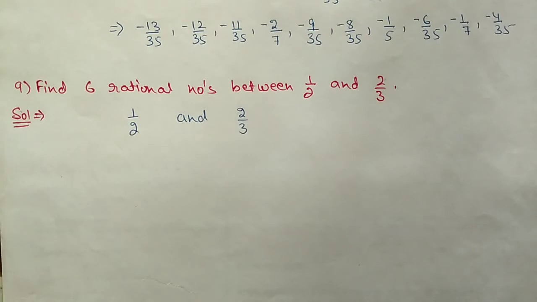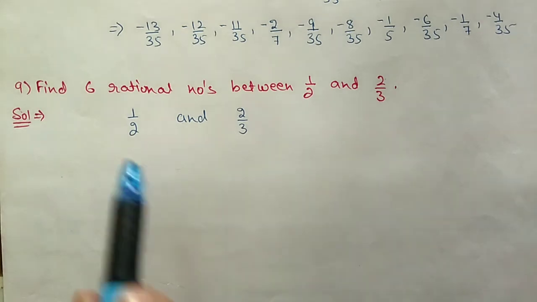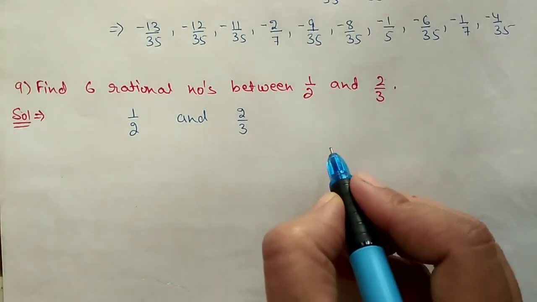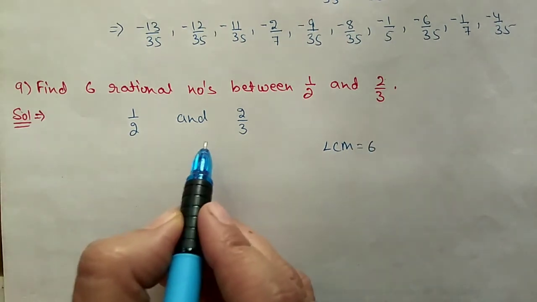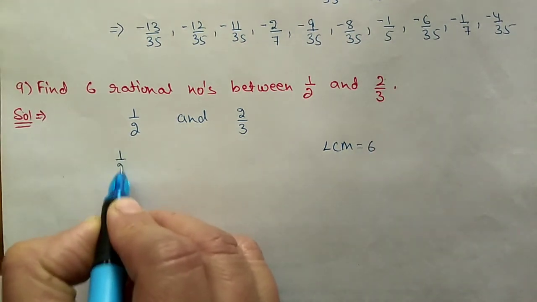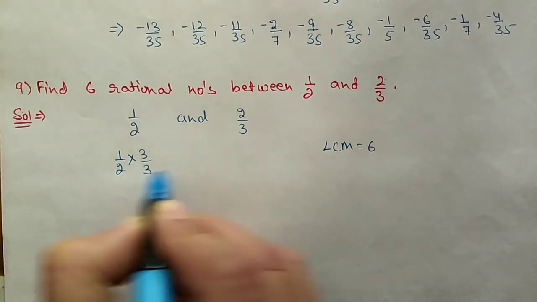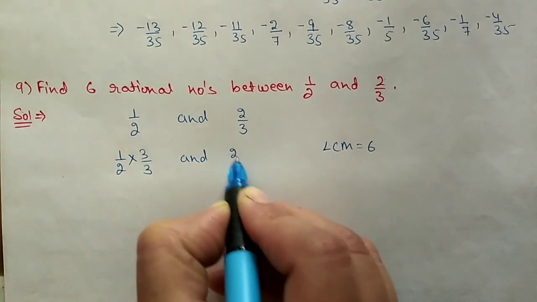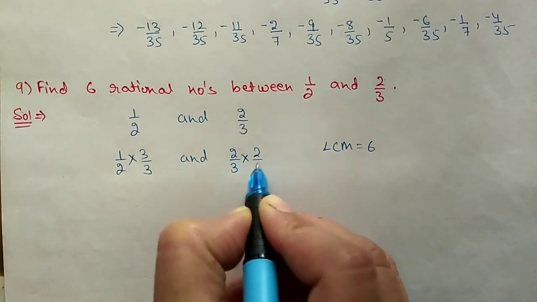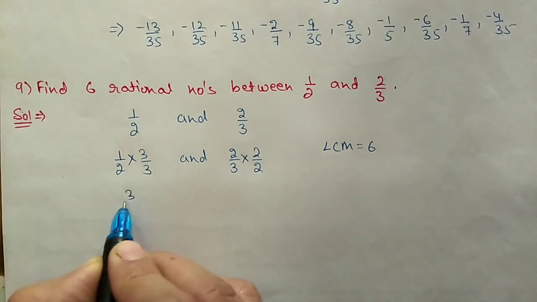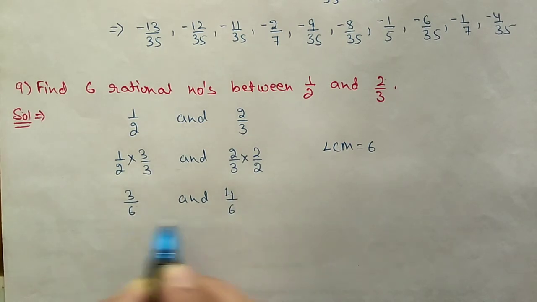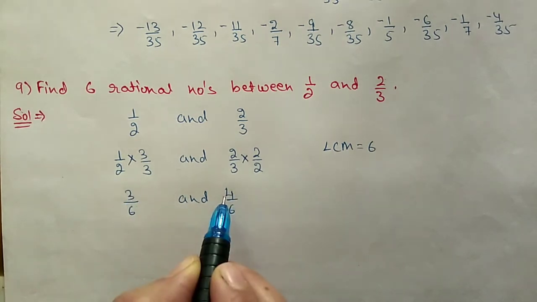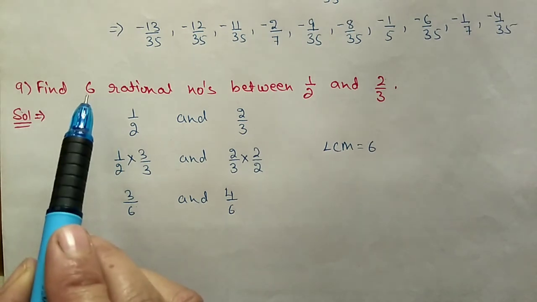Next question number 9. Find 6 rational numbers between 1 by 2 and 2 by 3. So first we will make the denominators the same. For 2 and 3 the LCM will come 6. It means both denominators we have to make 6. The first number we can multiply with 3 up and down, and the second number we can multiply with 2. Then we will get 3 by 6 and 4 by 6. Now the denominator is the same and the numerators are in continuity, and we have to insert here 6 numbers.